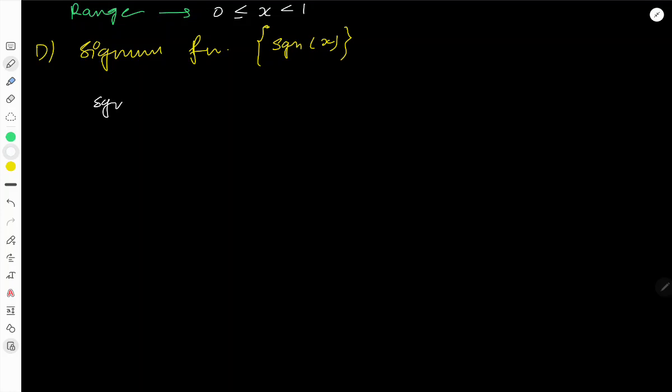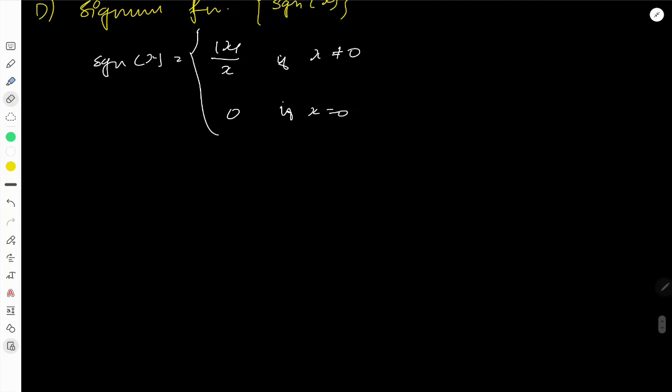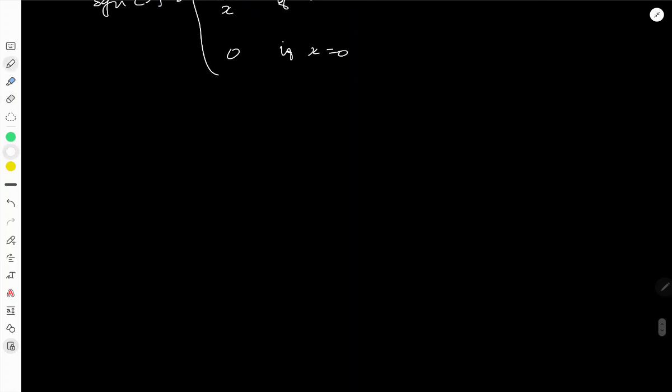So signum of x is defined as mod x by x for x not equal to 0, and if x is equal to 0, then signum of x is 0. I mean signum of 0 is 0, and signum of x depends on what x is. So let us see the signum of x for 3 cases.